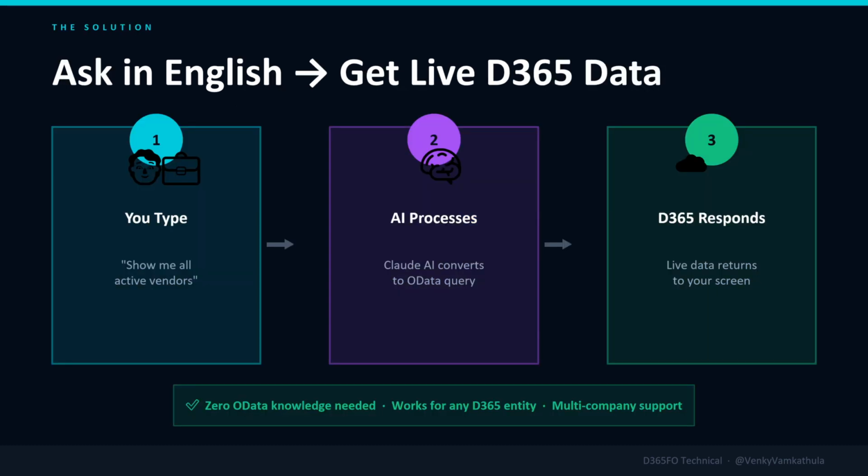So what I did is, in plain English, by giving the prompt we get the OData in a structured format. For example, the scenario: the user enters "show me all active vendors." I used Claude AI to process the prompt, and it creates the OData query. From the OData query, it fetches the data and shows it on the screen in a structured format.